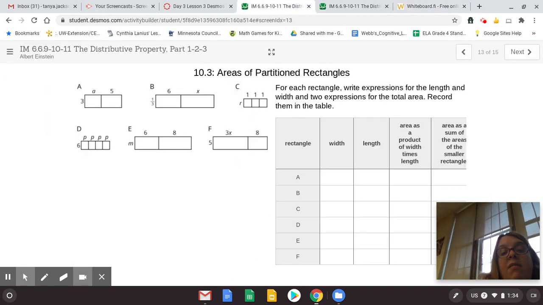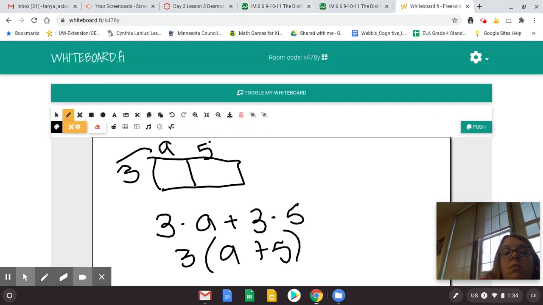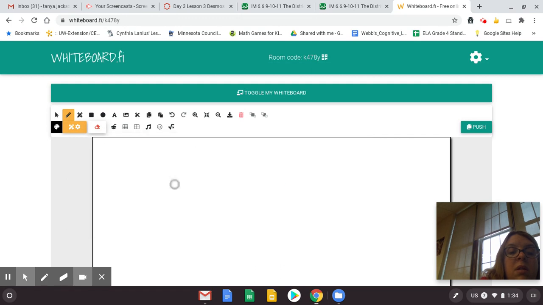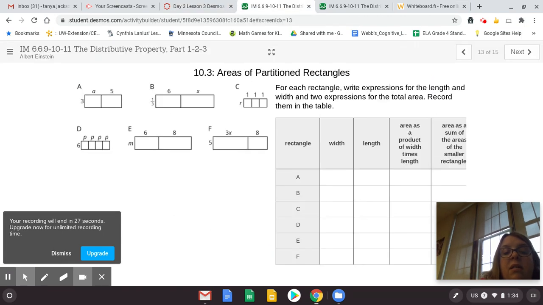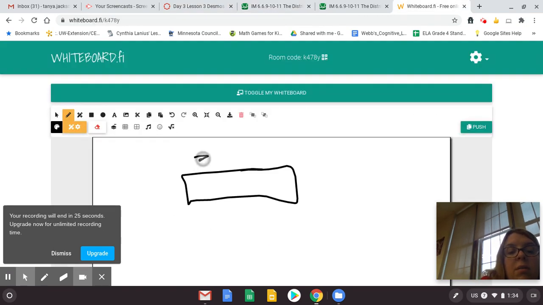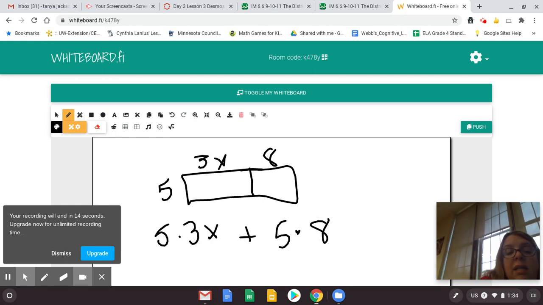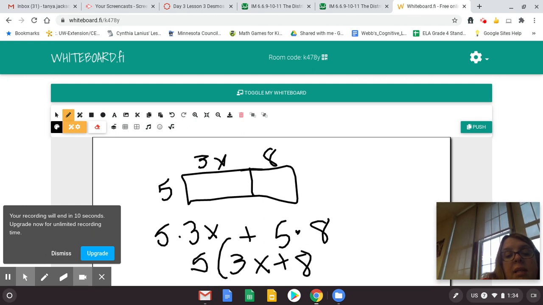Let's look at this one, 5 times (3x plus 8). Let's see, I have to go back and be reminded what it looks like. If I can click, 5 times 3x. So 3x, 8, and 5. So again, it would be 5 times 3x plus 5 times 8, or 5 times (3x plus 8).